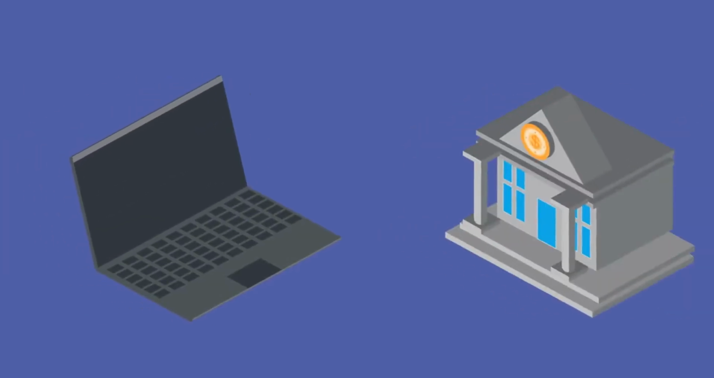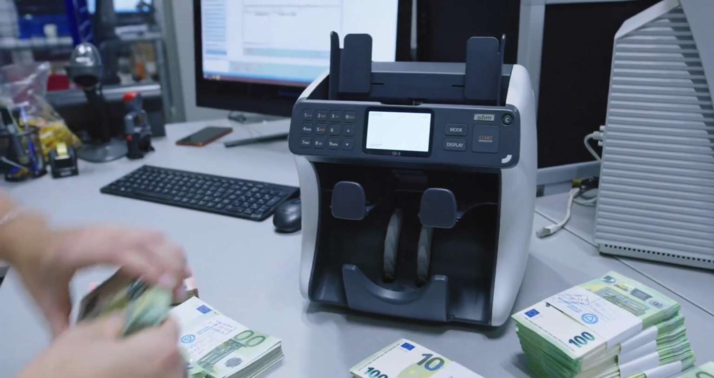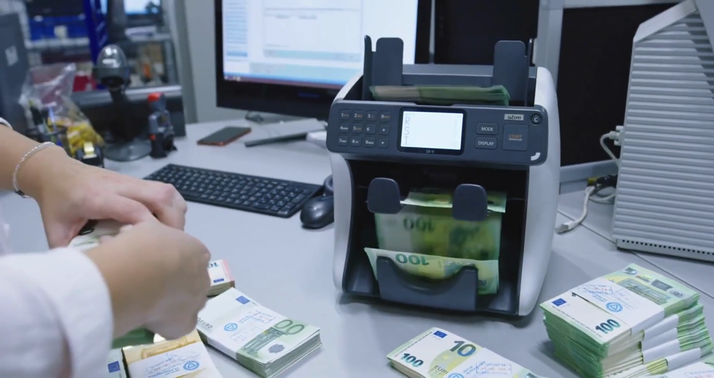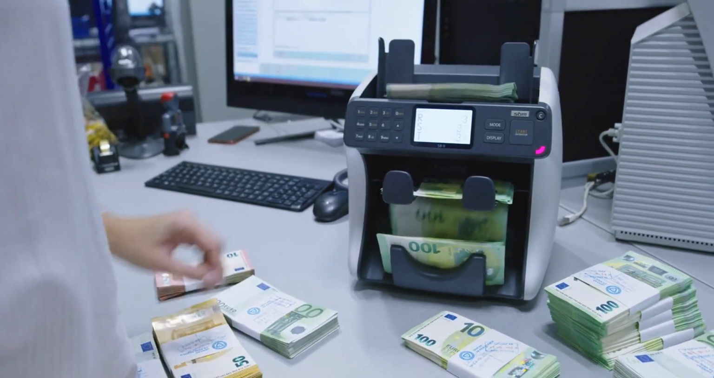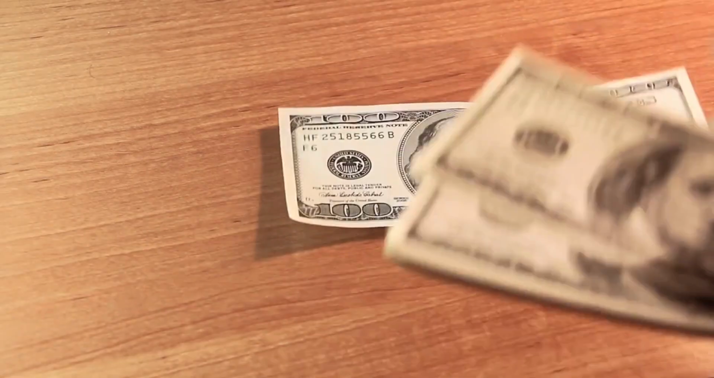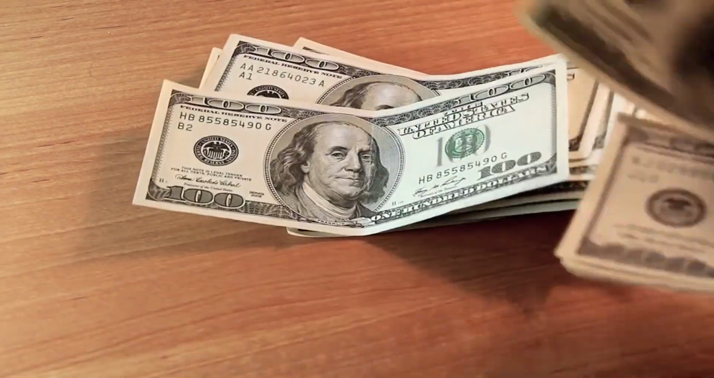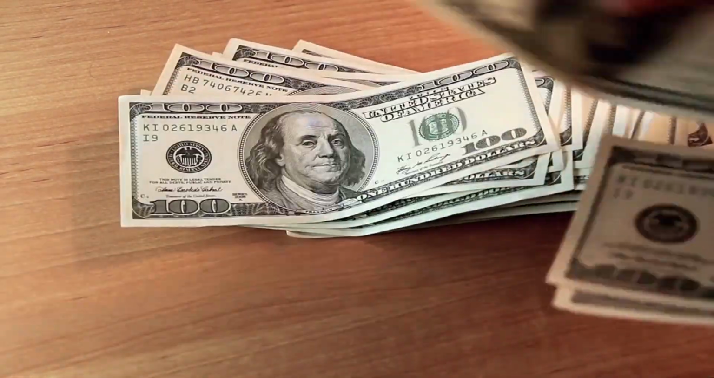When it comes to managing your money, having a bank account is essential. But did you know there are different types of accounts designed for different purposes? Two of the most common types are checking accounts and savings accounts. In this video, we'll break down the key differences between these two account types so you can better understand which one suits your financial needs.